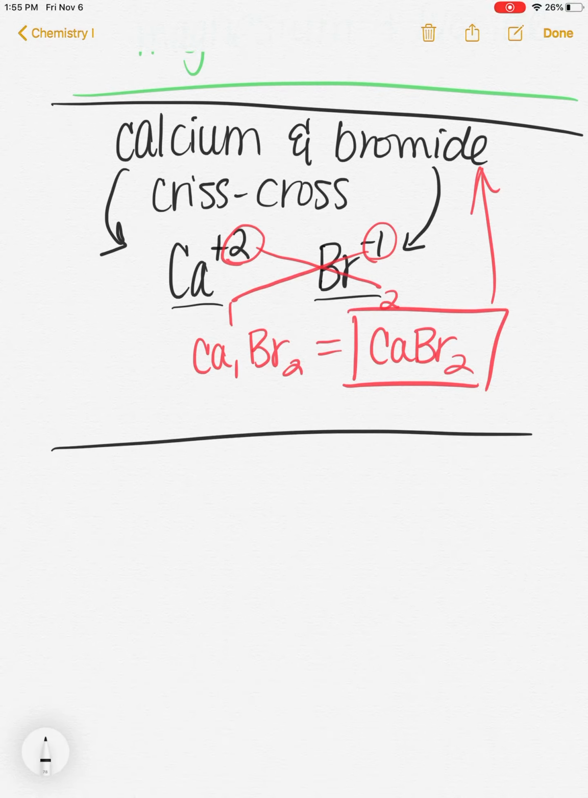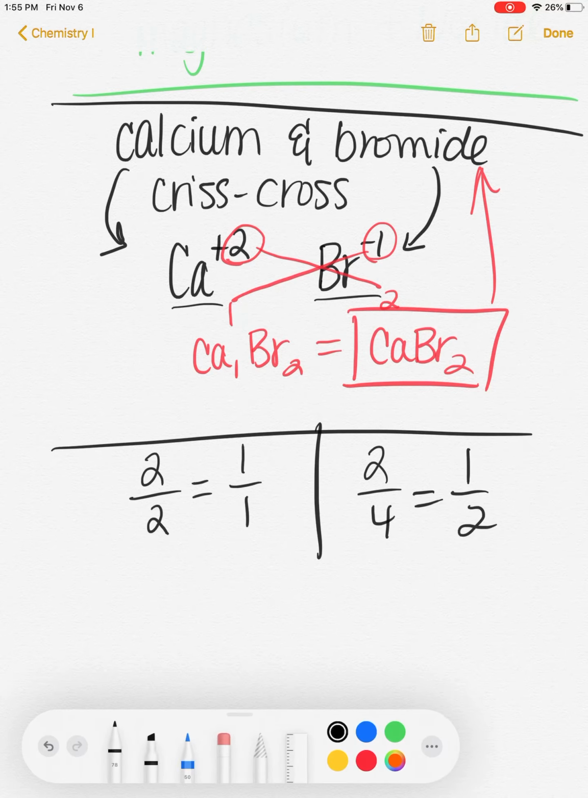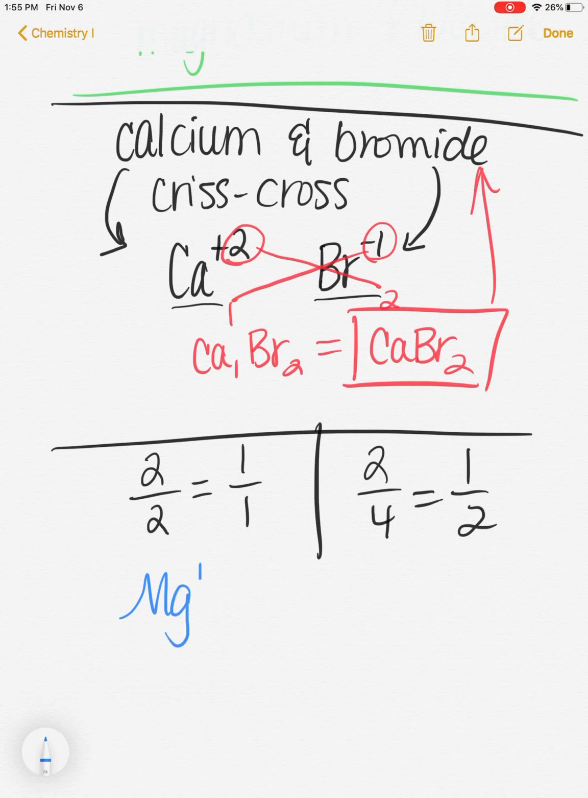All right, so today we played a game in class called Just Roll With It. Before we get there, I do want to tell you, in math class, when you have the fraction 2 over 2, you reduce that to be 1 over 1 because 2 and 2 are both divisible by 2. Or if you have 2 over 4, you would reduce that down to 1/2. So if you had a compound that was like magnesium crossing with oxygen, oxygen likes to have a -2 charge.